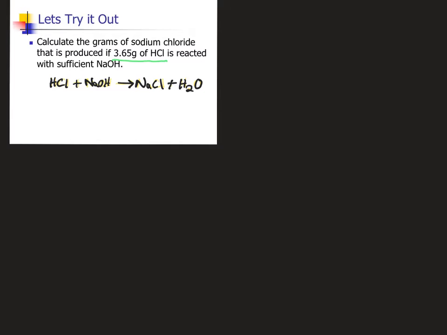3.65 grams of hydrochloric acid. I want grams of sodium chloride. Now that we have kind of our given and our want, the other thing is, it is balanced as it's written. So this one's nice. Doesn't require any balancing. Everything's going to be 1-to-1. Okay, breathe a sigh of relief.